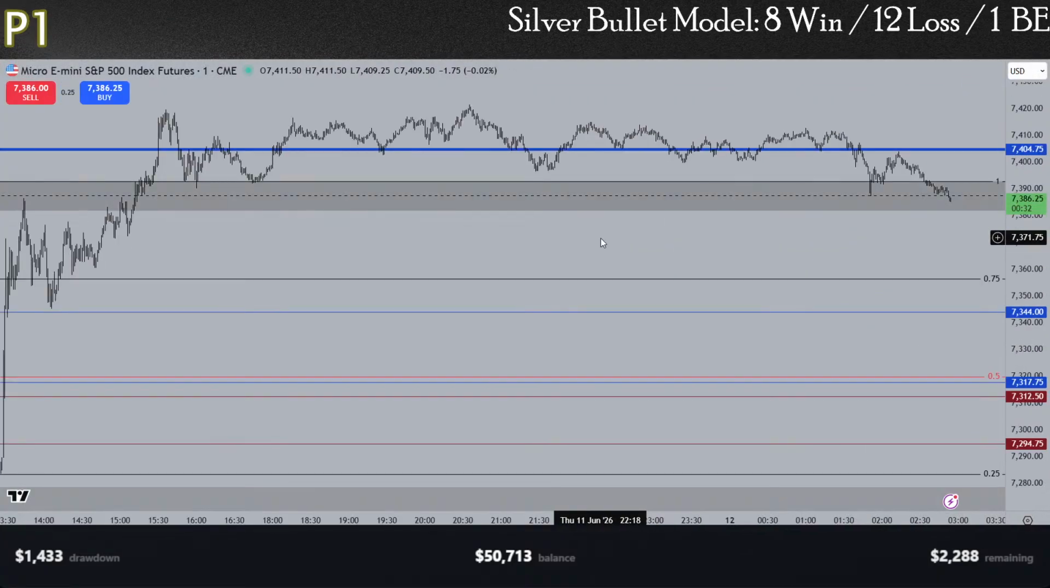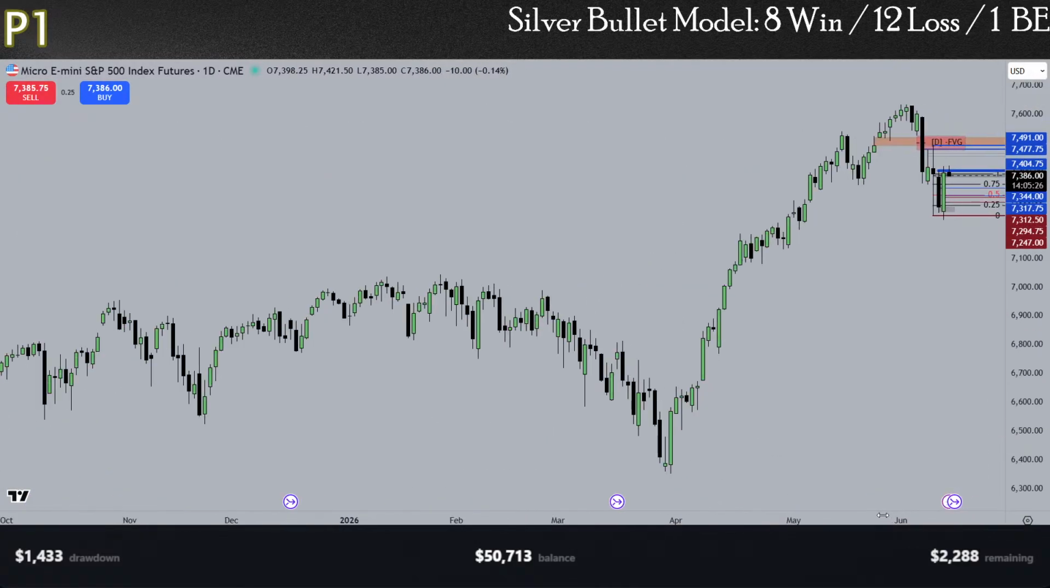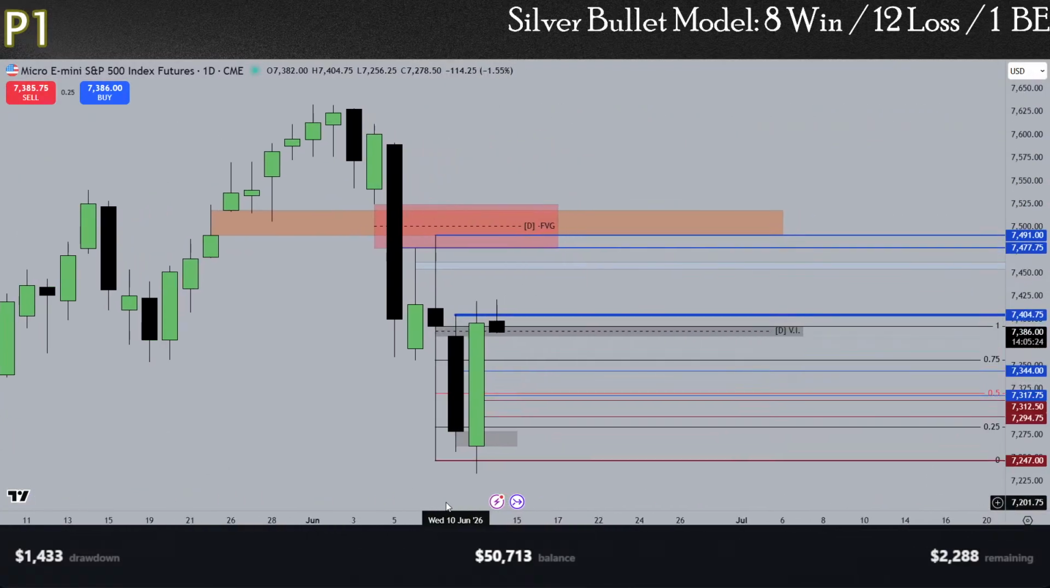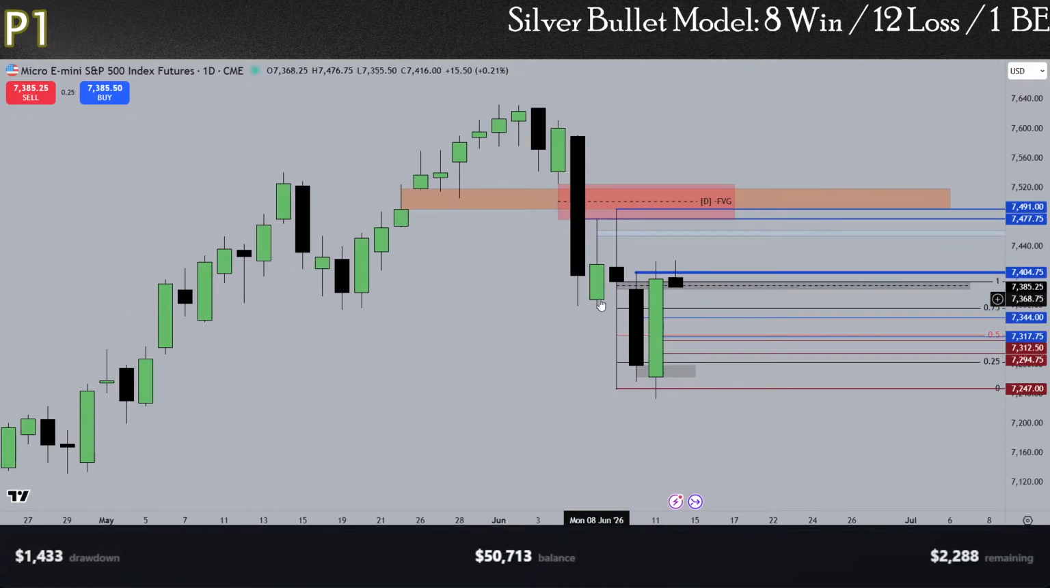MES daily chart. Let's see what do we have here. Monday, Tuesday, Wednesday, Thursday, Friday. Like a lot of movement back and forth in the same type of range.